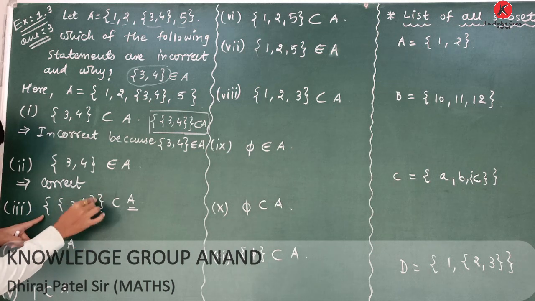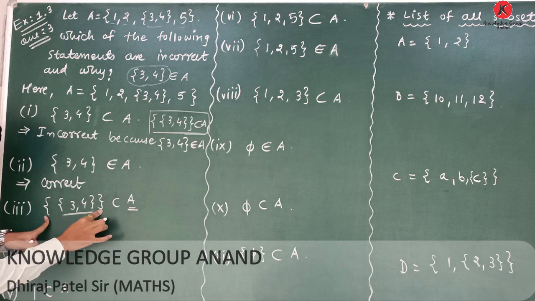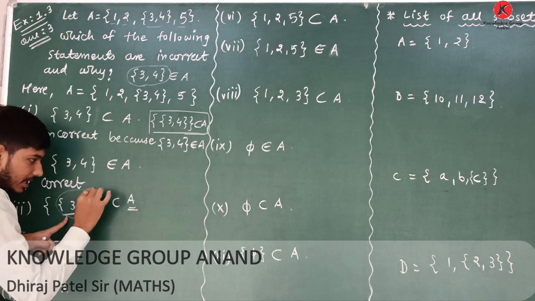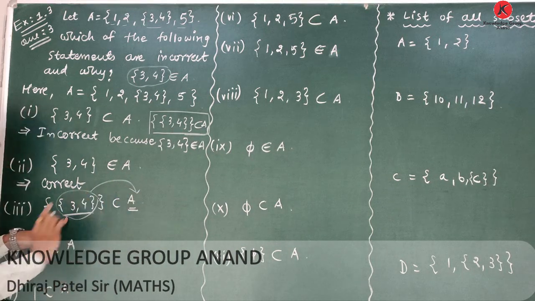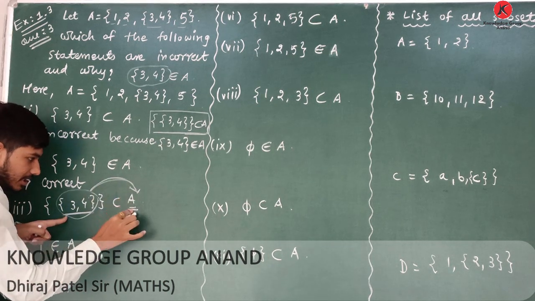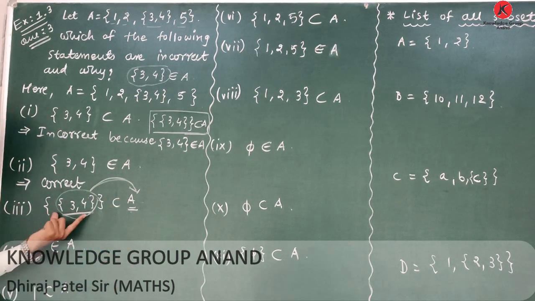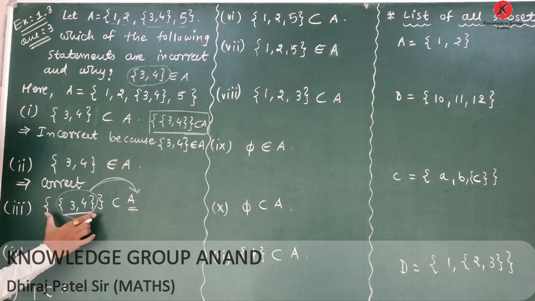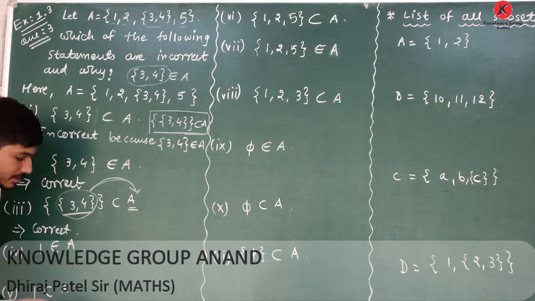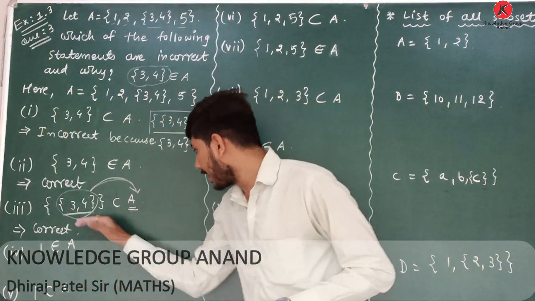All the elements of this set, this is the set, all the elements of this set lie in the set A. All the elements of this set are in set A. Therefore, we can say that this set is a subset of set A. Therefore, this statement is a correct statement.